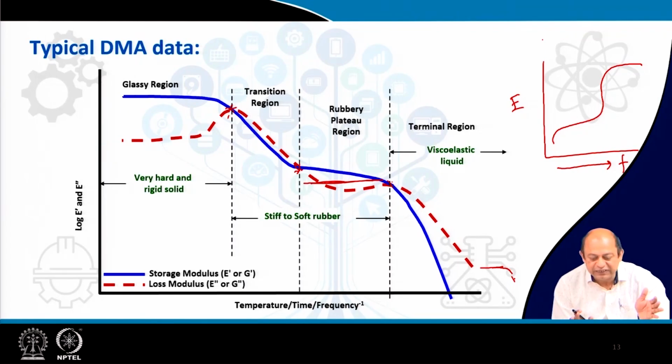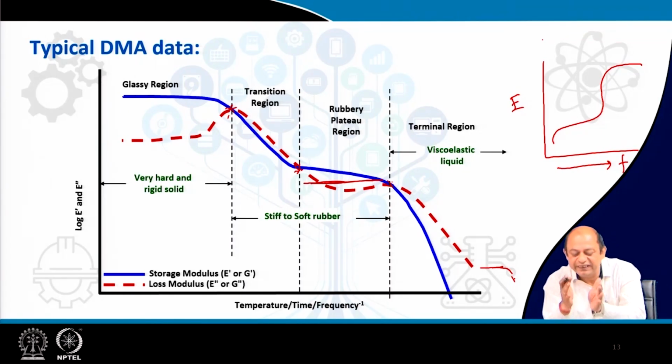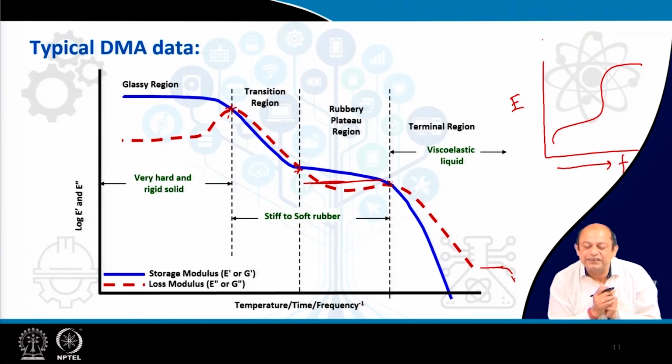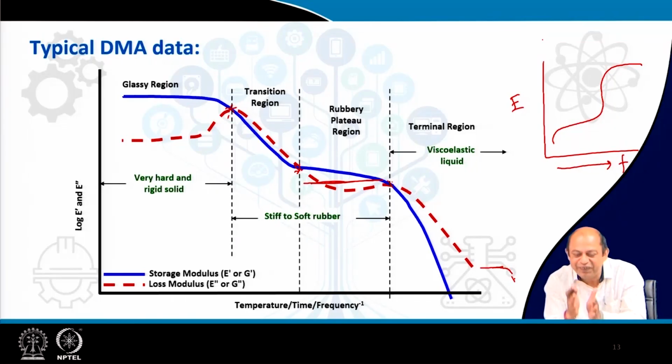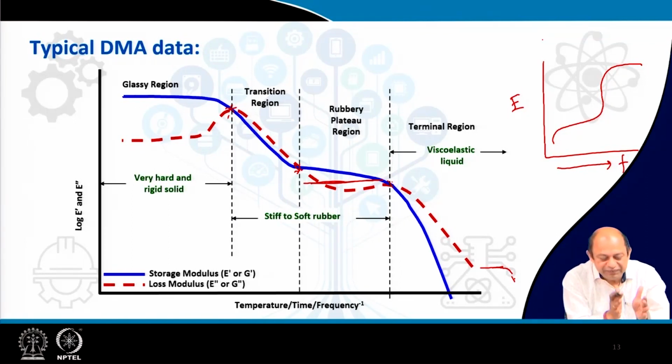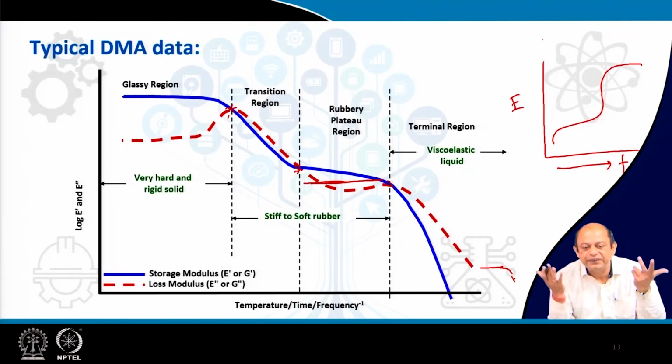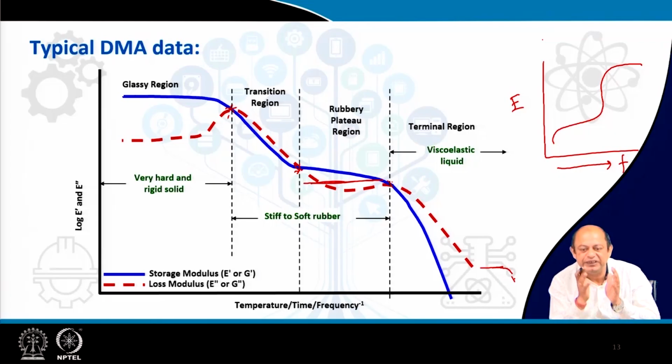So, it was a viscoelastic solid here, and in the terminal region, basically it is a viscoelastic liquid. So, rheology is more pertinent here, the term viscosity is more prominent here. So, it is more viscous than elastic. Here in this regime, it is more elastic than viscous. In between, of course, it depends on what regime you are considering. So, that is how your gross DMA data can be interpreted.